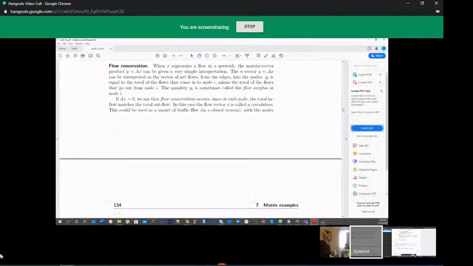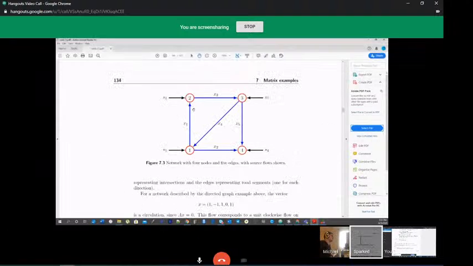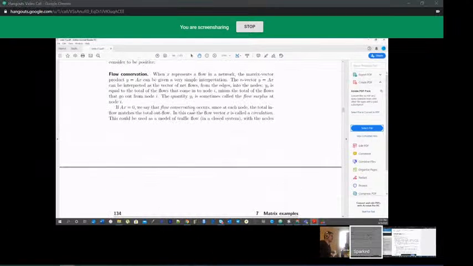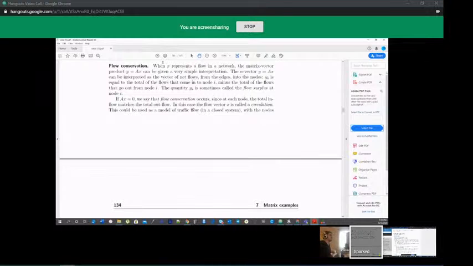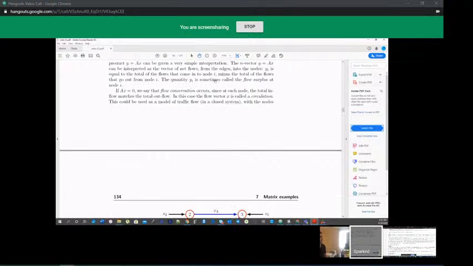No. So they're showing you harder ways of doing it, but really the network is the way that I would do it. Okay, flow conservation. When x represents a flow in a network, the matrix-vector product y = Ax can be given a very simple interpretation. The n-vector y = Ax can be interpreted as a vector of net flows from the edges into the nodes. y_i is equal to the total of the flows that come into node i. So it determines the thickness of the line. Basically, it's a flow surplus.